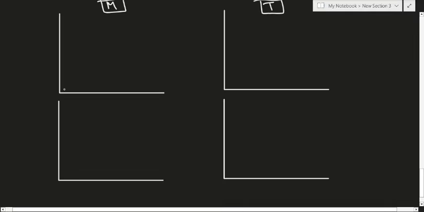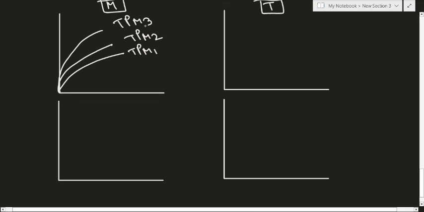output grows exponentially, or basically in total product terms, we draw three curves like that, and we name them TPM1, TPM2, and TPM3. So we basically label some labor allocations for each.